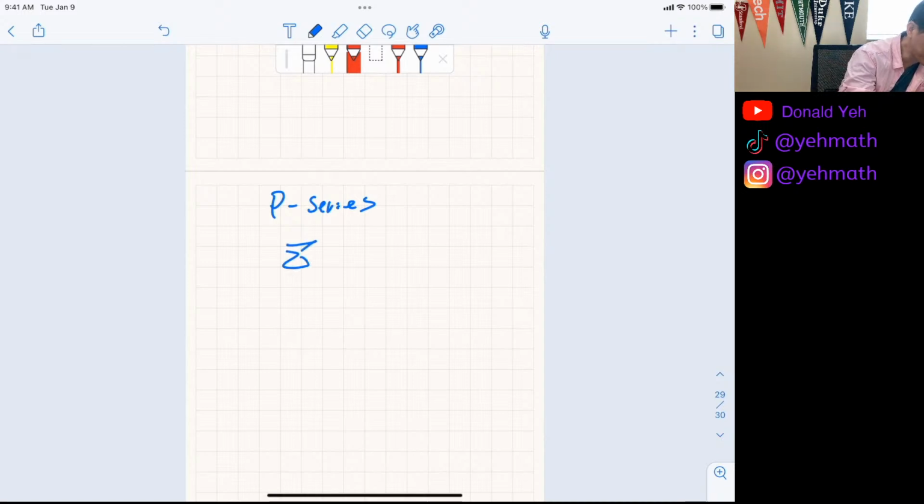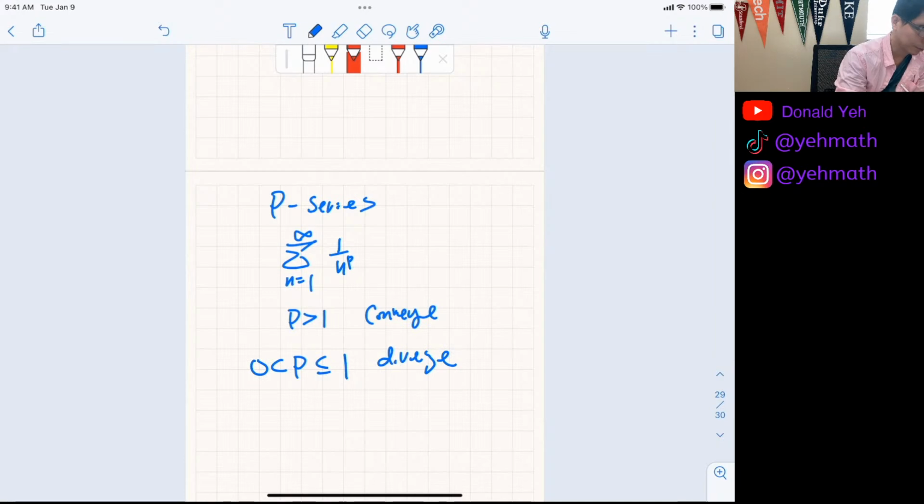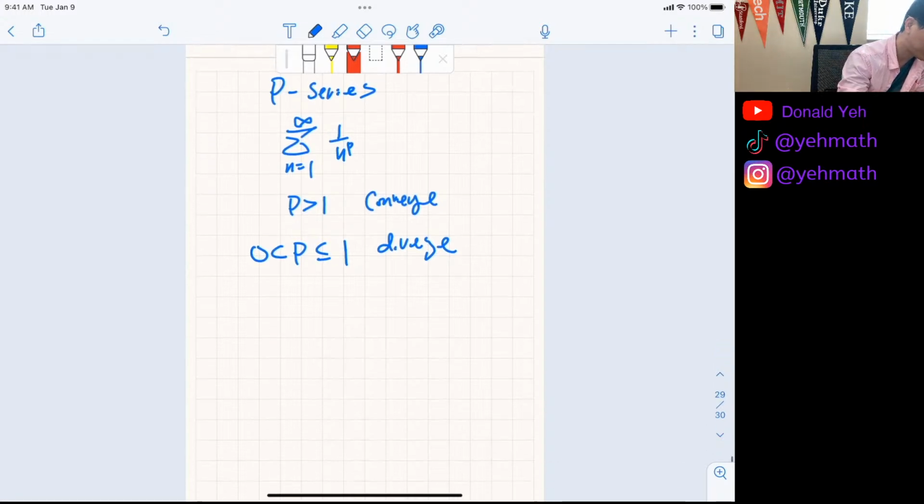So the summation n equal to 1 to infinity of 1 over n to the p. Now, if p is greater than 1, then it converges. Remember, it's not greater or equal to, but greater than 1. Now, if p is less than or equal to 1 and greater than 0, then it definitely diverges. Is it like the absolute value of p? No, p doesn't go negative in this case. P is in between 0 and 1.